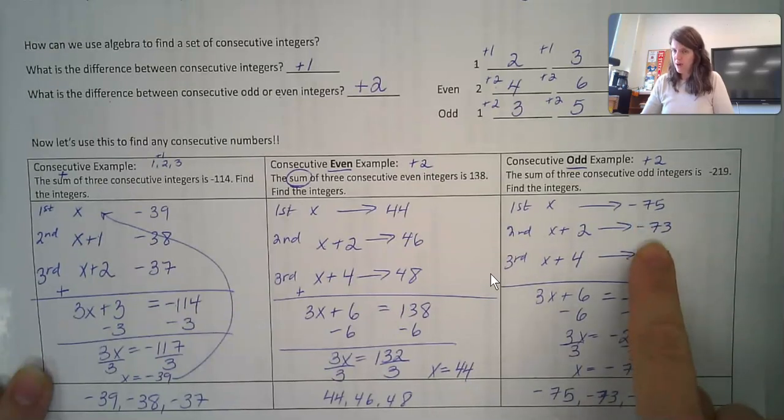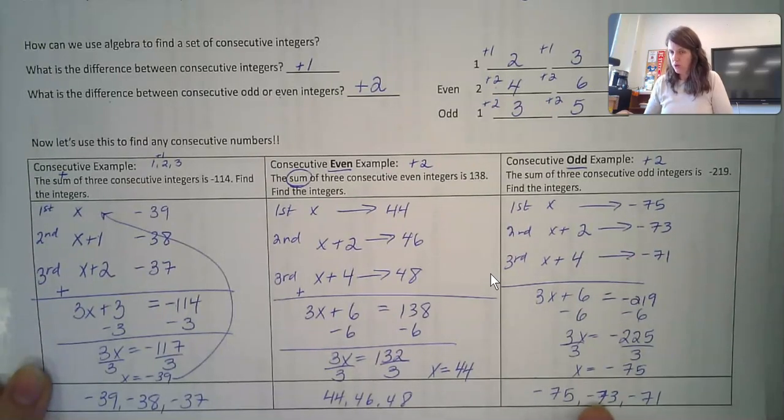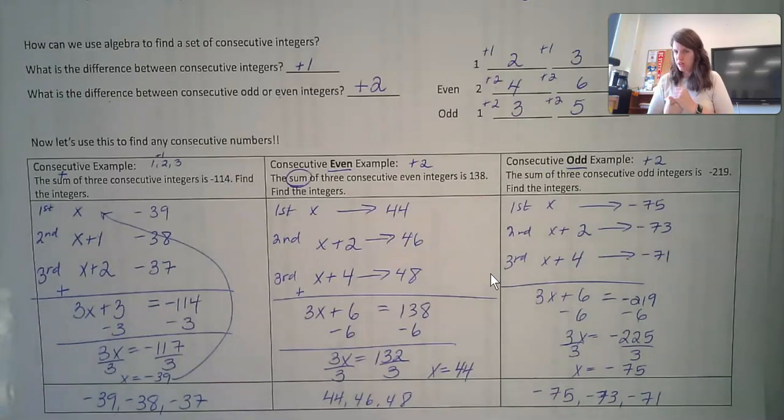Careful with the negatives, right? When you're adding 2, you're not getting negative 77, you're getting negative 73, and then adding 2, you're getting negative 71, right, we're going in order up. So they look backwards, but they're negative numbers, so they should look like that. So those are the 3 consecutive numbers that if you add them together, you get negative 219.